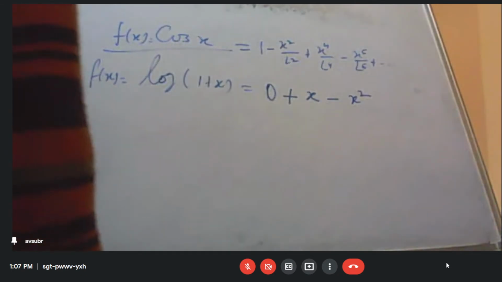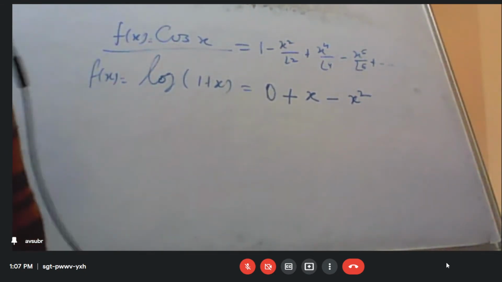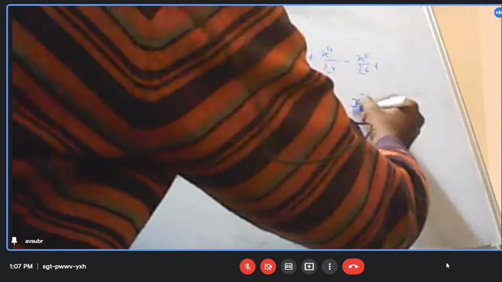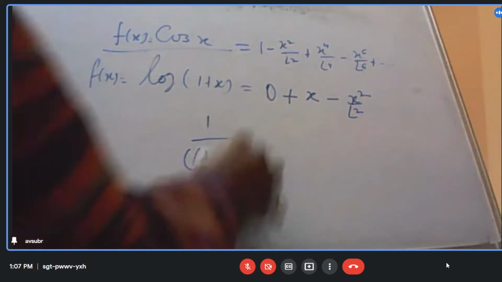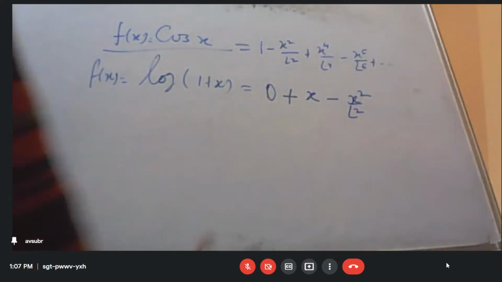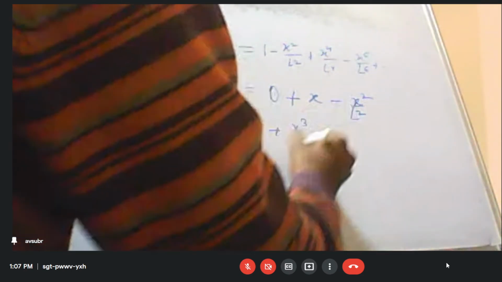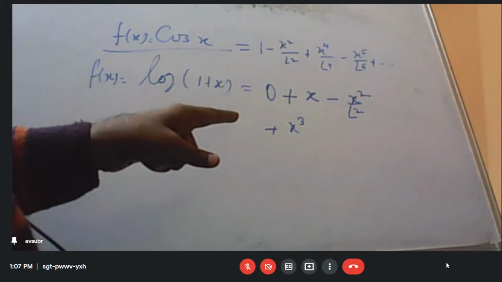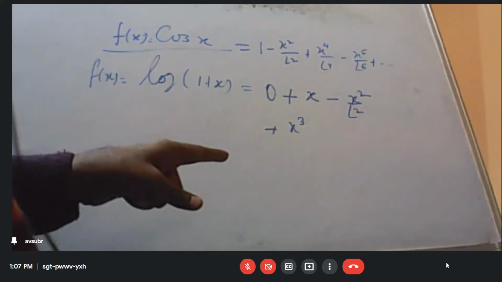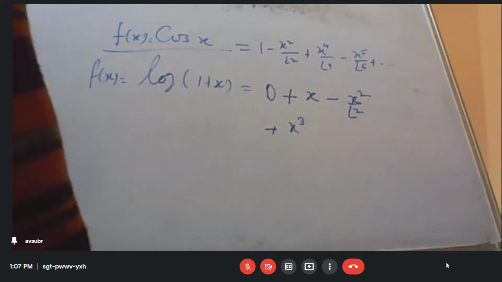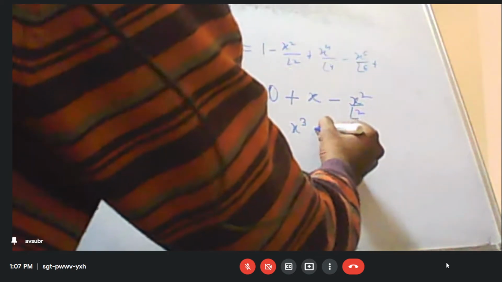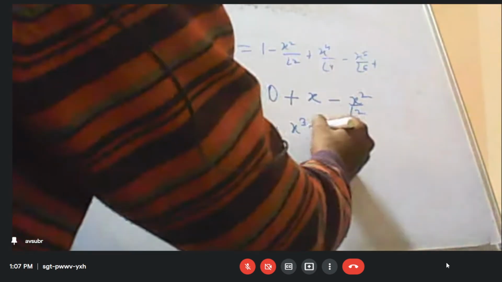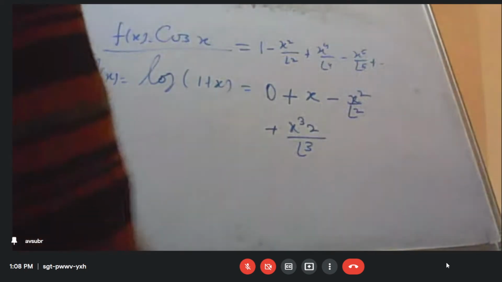2 factorial, because we have to differentiate this, so 2 factorial. Now next is x cube by 3 factorial. 2 into x cube by 3 factorial. x cube into 2 factorial by 3 factorial, so 2 will be cancelled out. 3 will be left out only.